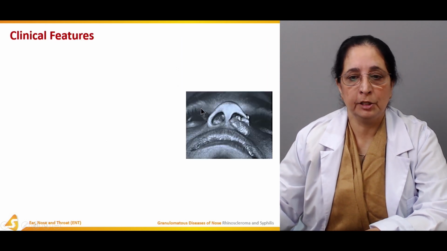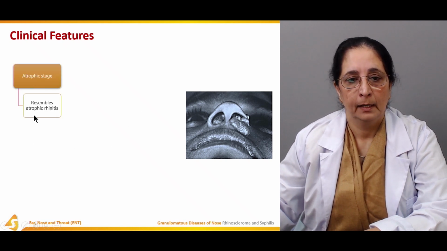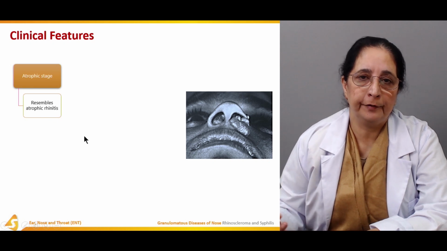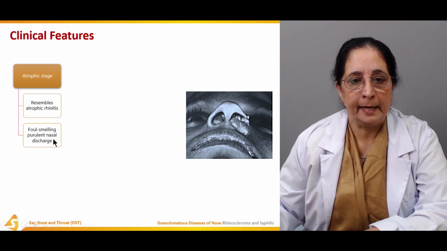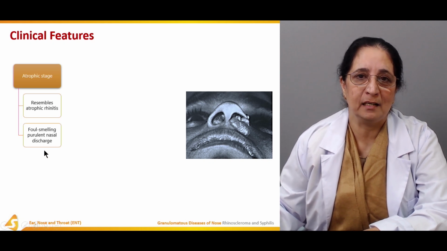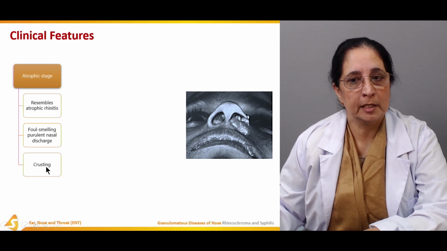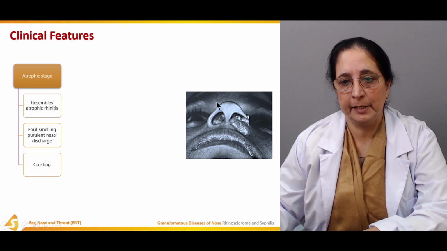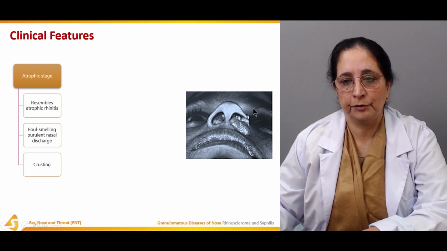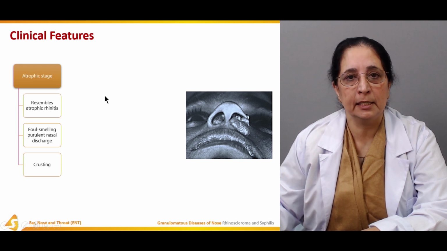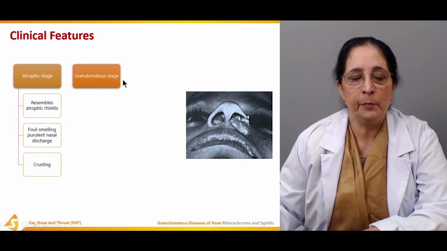The clinical features of rhinoscleroma: first is the atrophic stage. It resembles atrophic rhinitis, in which there is atrophy. A foul-smelling, purulent nasal discharge is present in this stage. There is crusting also in this stage. This is the picture. You can see the granuloma formation causing obstruction, but this is the atrophic stage in which there is atrophic rhinitis. Then we have the granulomatous stage.